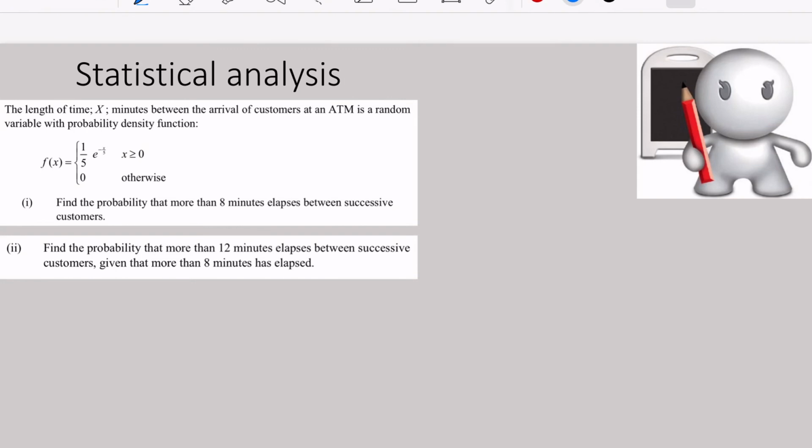Okay, and what we have here is the length of time, x minutes. Straight away, when I read that, length of time, I need to ensure that this is continuous. So X is a continuous variable. It also mentions that it's a probability density function. So find the probability. Now, to calculate probability, probability is area under the curve.